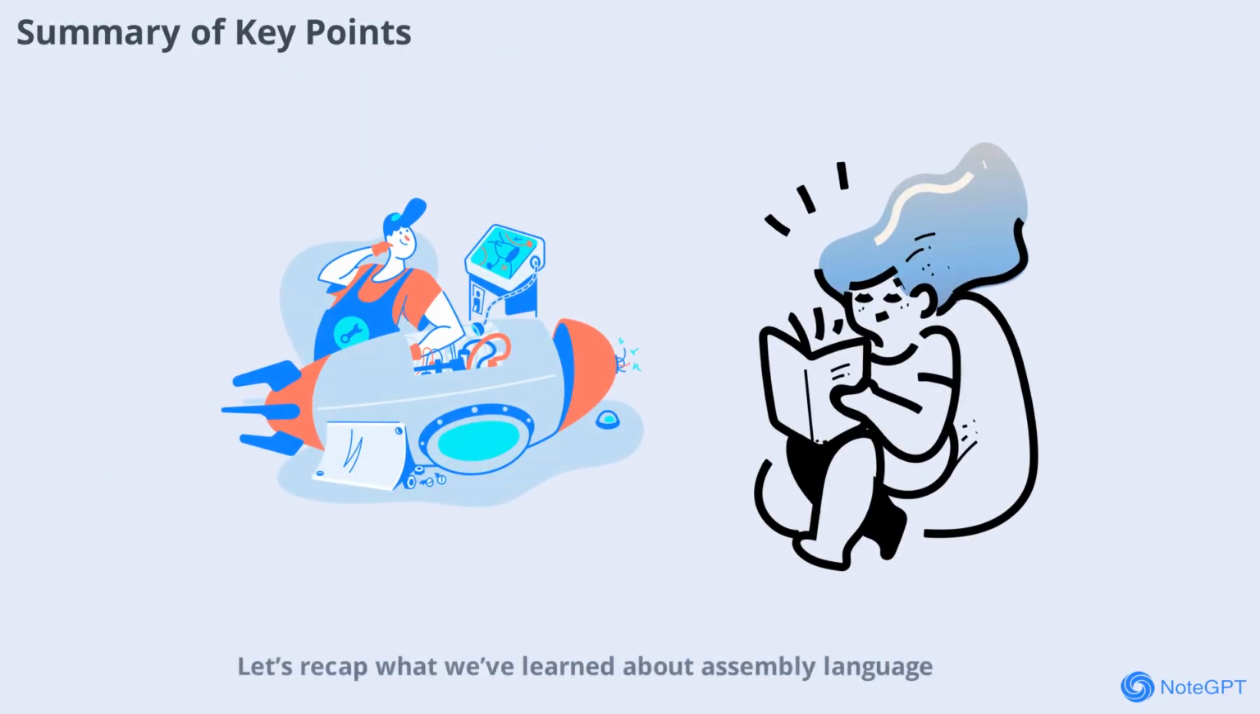Let's recap what we've learned about assembly language. We explored its role as a bridge between human-readable code and machine code, its importance in performance-critical applications, and the challenges and rewards of low-level programming. Assembly language remains a vital tool for understanding and controlling computers at the most fundamental level.